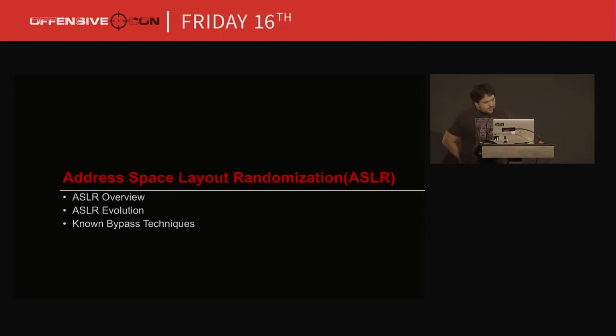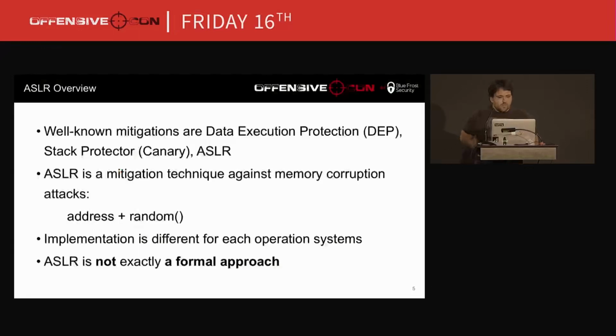So let's start with the basic things, just to make sure everyone knows about them. Address space layout randomization is a mitigation technique that was made a long time ago. It's based on the idea: let's add some randomness to the address. This idea has different implementations in other operating systems, and there's no good approach about what exact address we should take and how we can get this randomness, and so on.